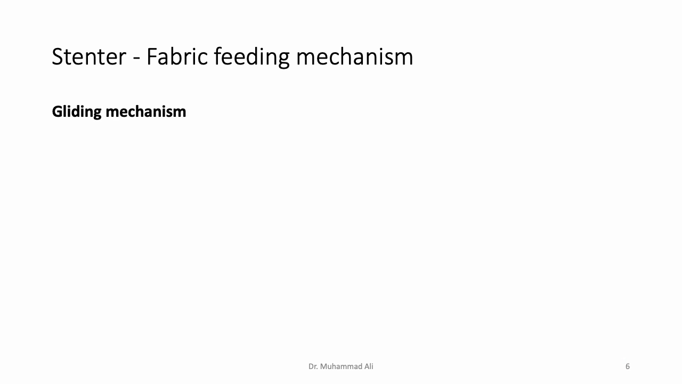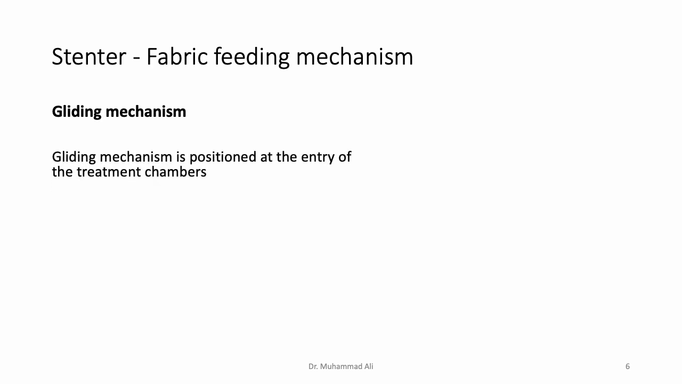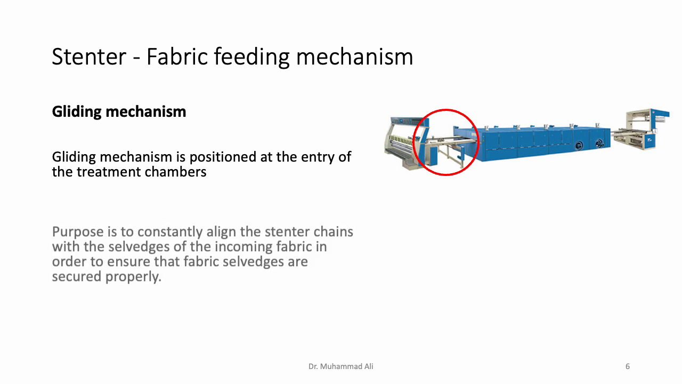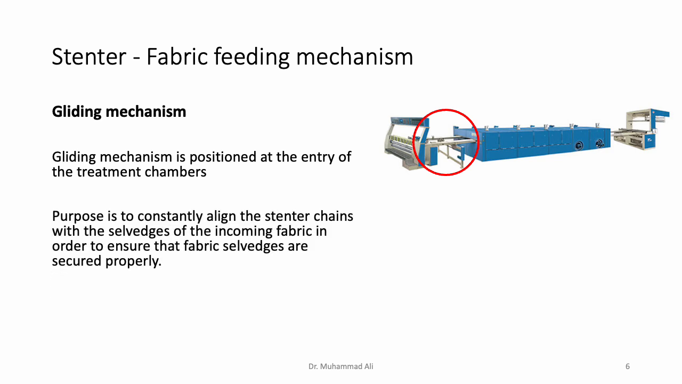Let's look at the second component of the fabric feeding mechanism on a Stenter, that is called the gliding mechanism. The gliding mechanism is positioned at the entry of the treatment chambers. And if we again look at the layout, this is where the gliding mechanism is. The purpose of the gliding mechanism is to constantly align the Stenter chains that are taking the fabric from the feeding device, so that the Stenter chains are always perfectly aligned with the selvedges of the incoming fabric.